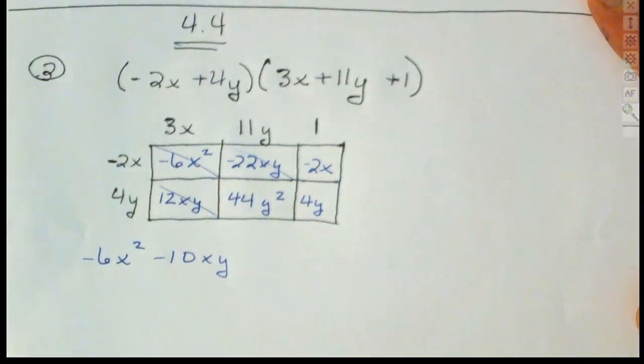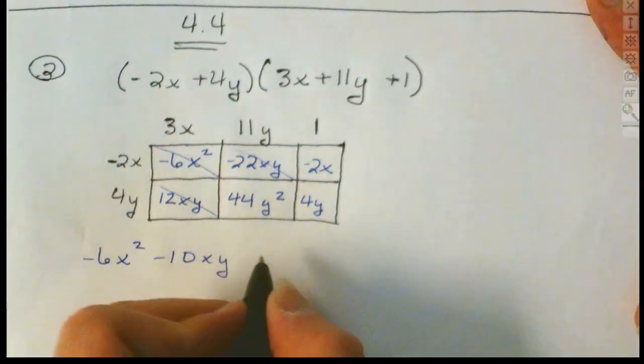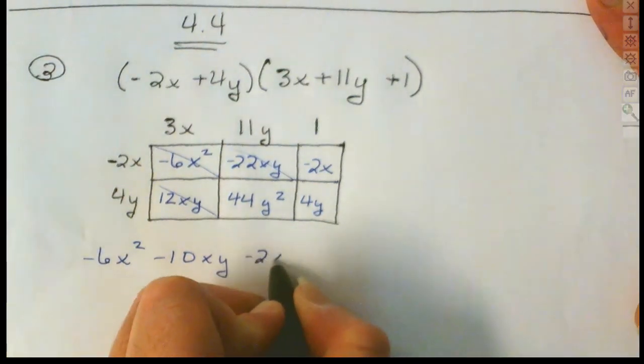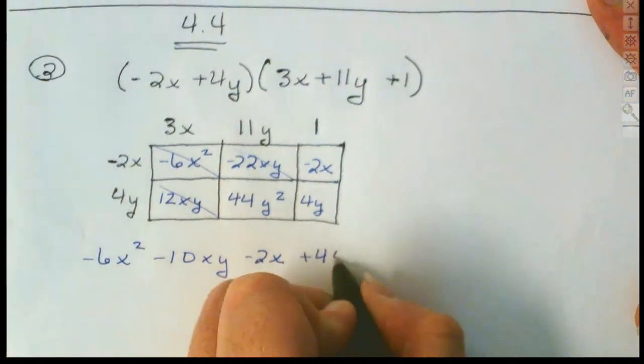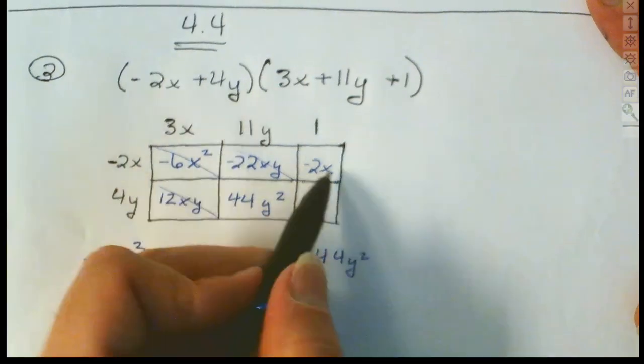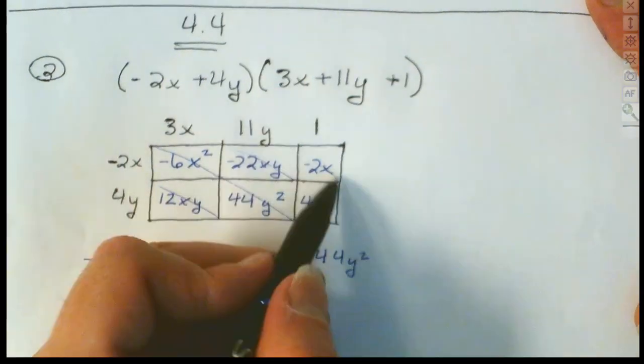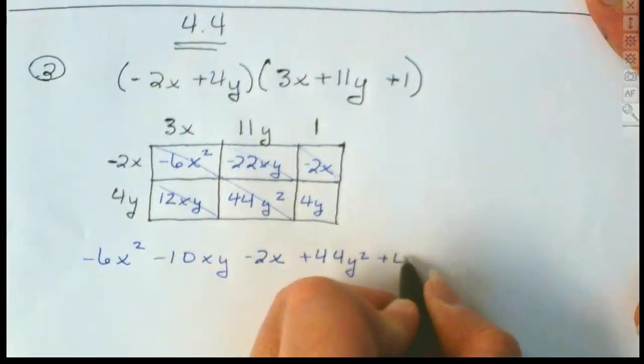Now be careful because the minus 2 and the 44, they cannot go together because one's got an x and one has that y squared. So they have to be written separately. So that's a minus 2x and then a positive 44 y squared. Gone and gone. And then what do we have left by itself?